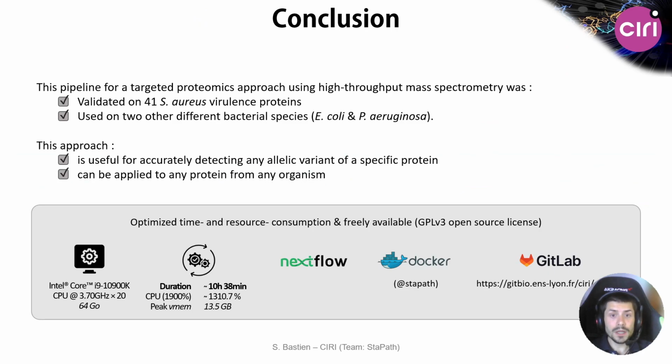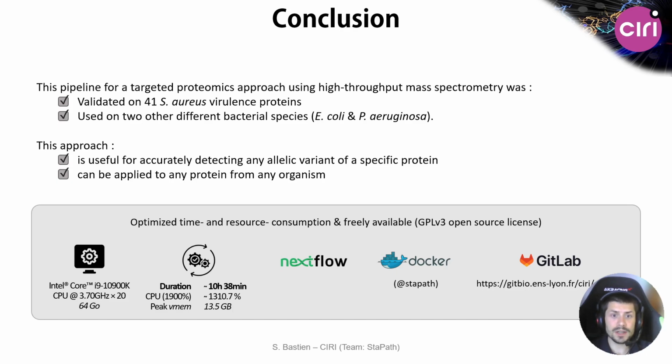In conclusion, this pipeline has been validated for 41 virulence proteins in SRAs. It has also been used for the future detection of virulence proteins in E. coli and P. aeruginosa. It helps in selecting peptide sequences for the specific detection of any proteins in any species, including genomic diversity.